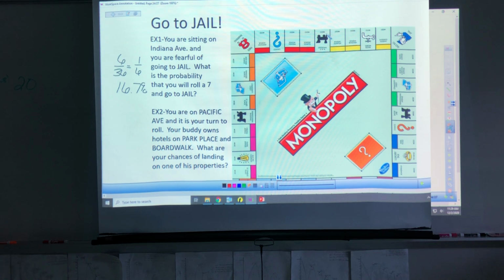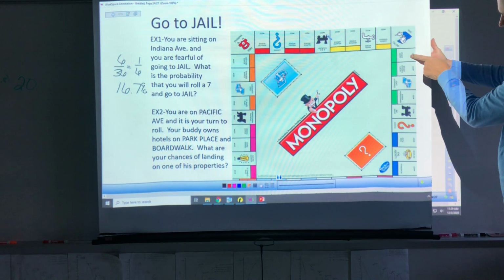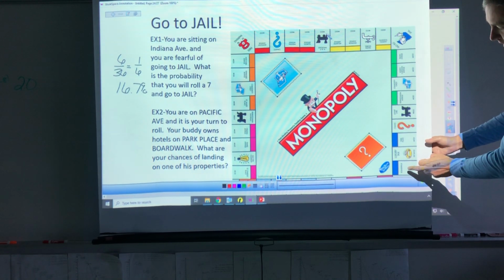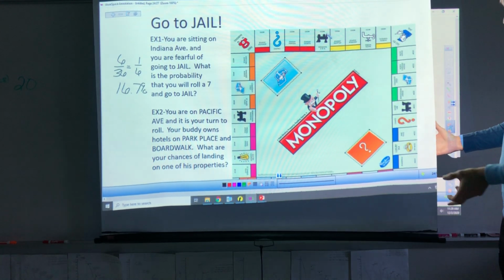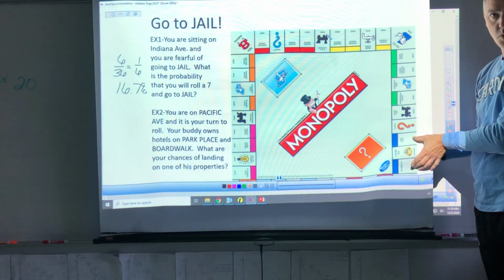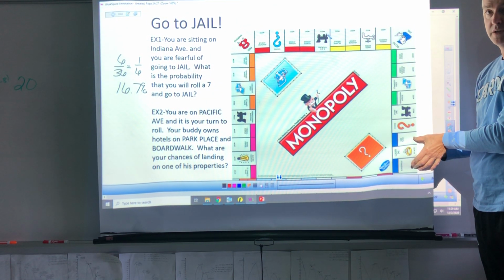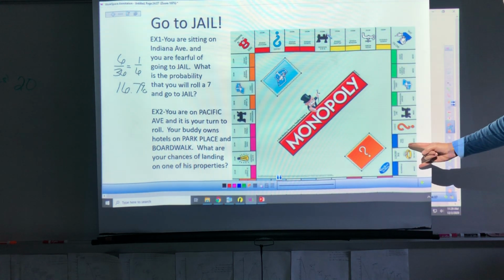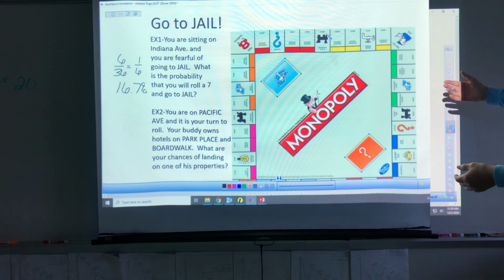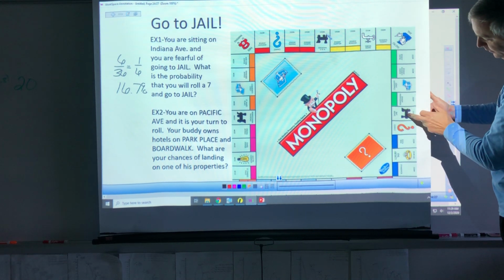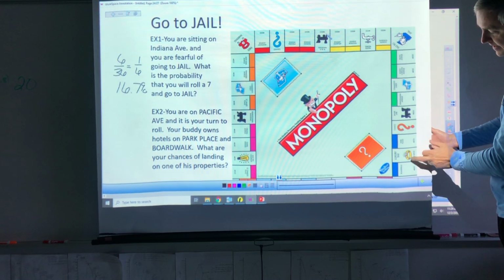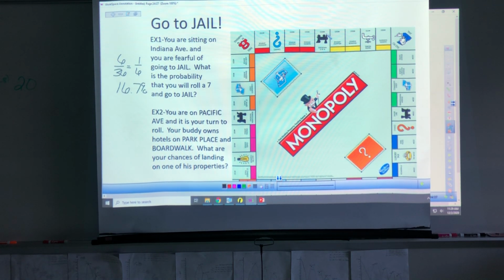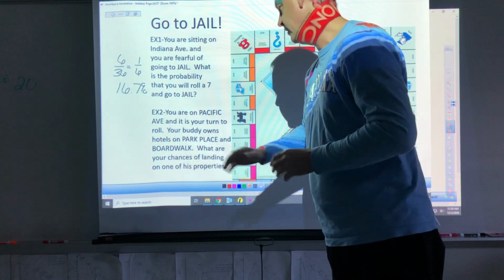Next question. You're on Pacific Avenue. That's right here. And your buddy owns hotels on these 2. So if you've ever played, these are the most expensive properties on the board, right? If you put hotels on there, you're pretty much going to go bankrupt. Game's over. You need to not land on these 2 places. Well, that's a 1, 2, 3, 4, 5, 6, 7, 8. You do not want to roll a 6 or an 8. So the question is, what are the chances of landing on one of his properties?